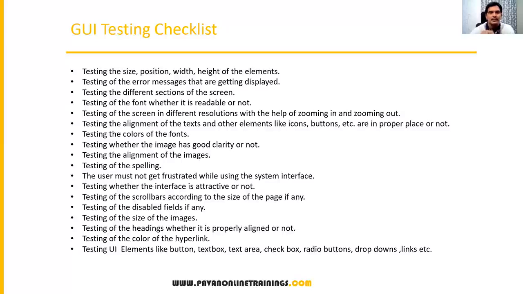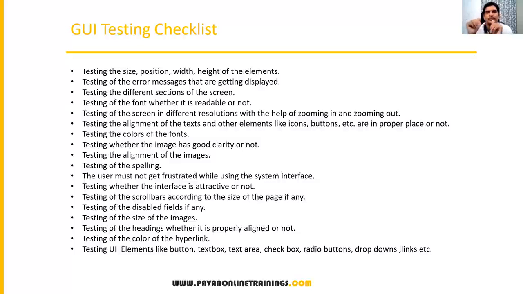And testing the alignment of the text and other elements like icons, buttons, etc. in proper place or not. Sometimes we see some text messages, and also some icons will be placed on the UI and buttons. These elements should be properly placed on the UI in the exact position where we are expecting them, in the same position.